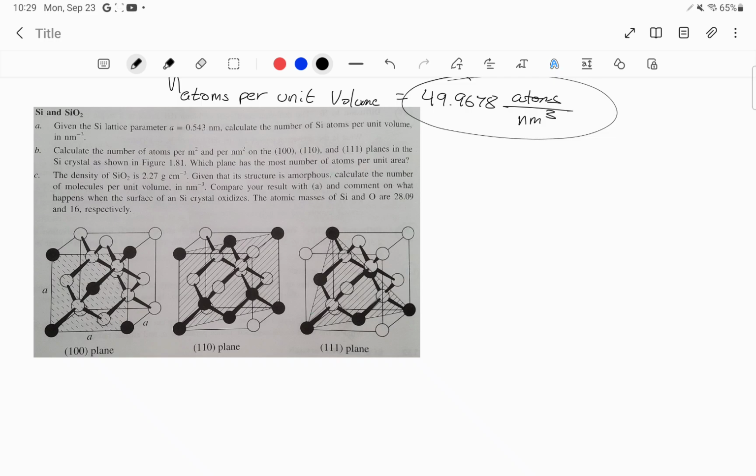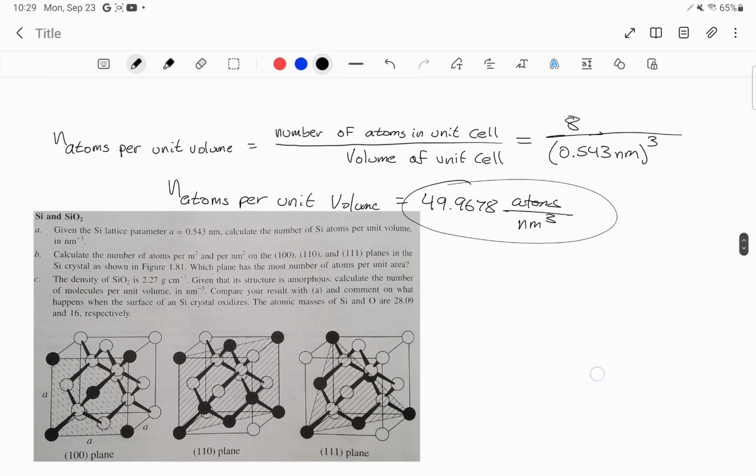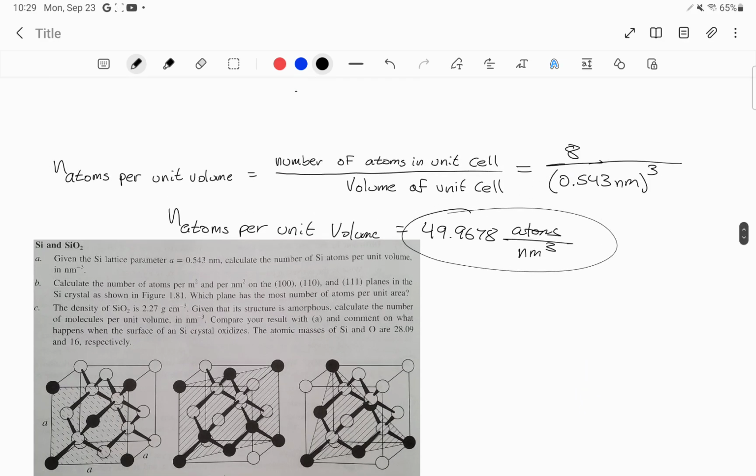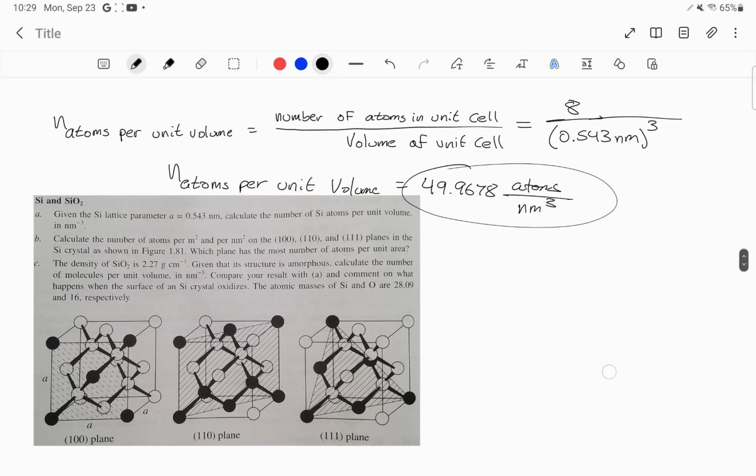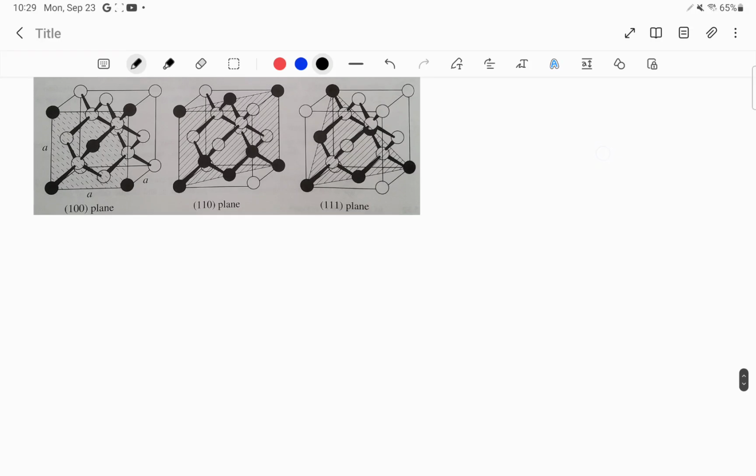Right? So these are planes in the silicon crystal as shown in this figure, and we want to know which plane has the most number of atoms per unit area. Keep in mind that before we were calculating volume. Now we're going to calculate area. So let's start with the 100 plane.